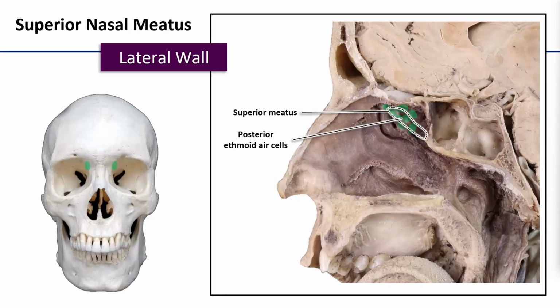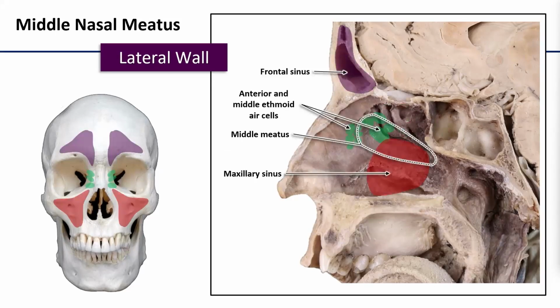The superior nasal meatus has openings for the posterior ethmoid cells. And the middle nasal meatus has openings for the anterior and middle ethmoid air cells. The middle meatus actually has a lot of openings for a lot of sinuses. It has a pathway from the frontal sinus and the maxillary sinus as well.